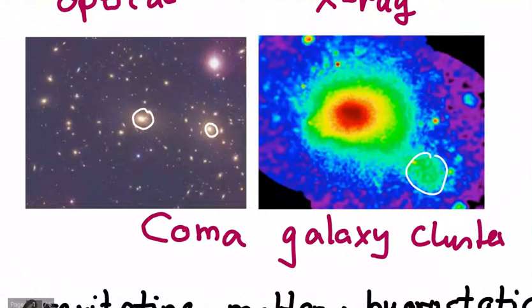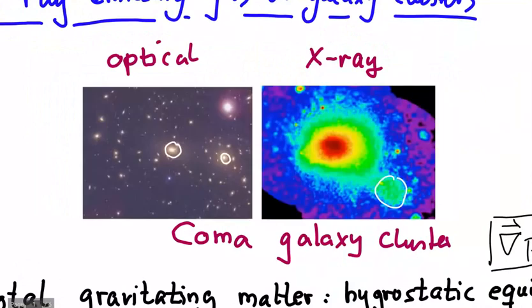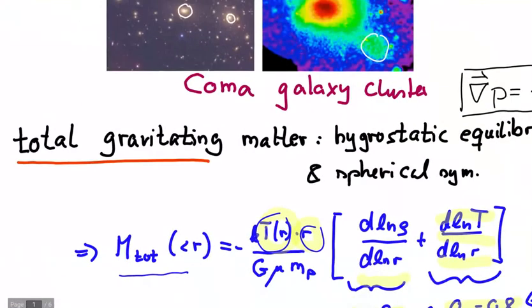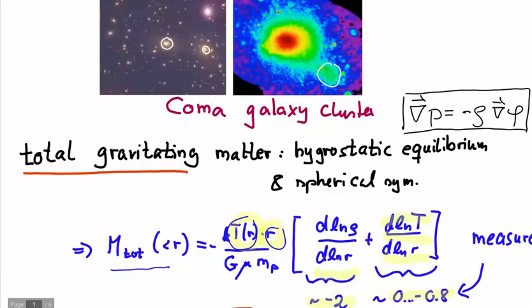The second thing which is notable in the Coma cluster is that you see also a second maximum in the X-ray emission, which again indicates that the system is not completely relaxed, so it's not completely virialized, and even the X-ray emission still hasn't sort of found its new shape yet. Now, the simplest way of analyzing this is to assume that there's a hydrostatic equilibrium and that the system is spherically symmetric.